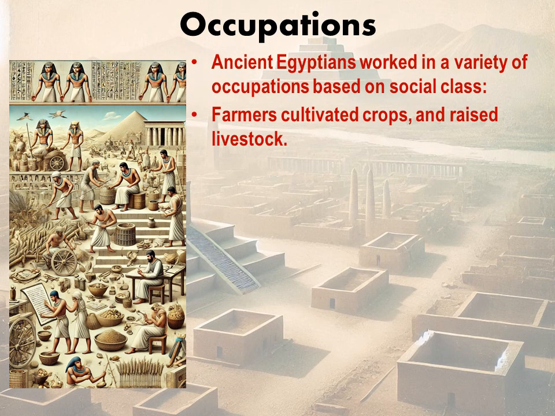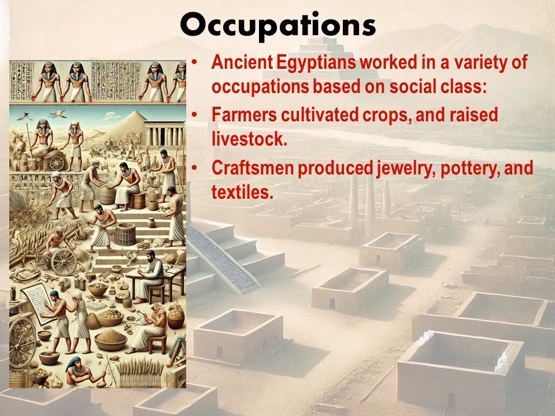Farmers cultivated crops and raised livestock. Livestock means they reared animals, they took care of domestic animals like cattle, goats, sheep, etc. So farmers cultivated crops, meaning they grew agricultural products, and also raised livestock, meaning they took care of domestic animals.